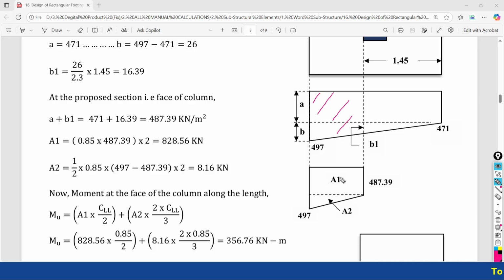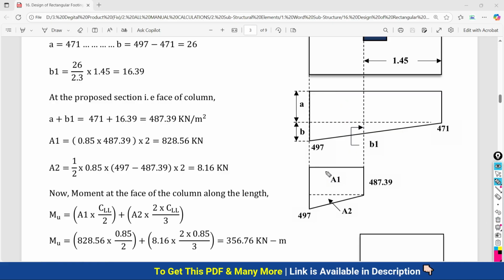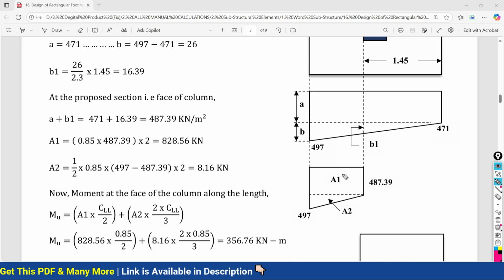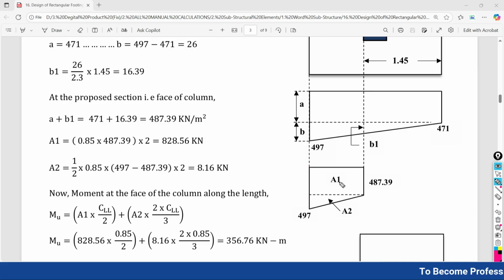I would like to name this part A1 and A2. Why am I giving the names A1 and A2? Because it is a trapezoidal shape. So we want to make it into two parts of well defined shape, rectangular and triangular. This rectangular part we are going to call A1, and this triangular part we are going to call A2. Then we do the calculation with reference to these areas for the movement at the face of your column.